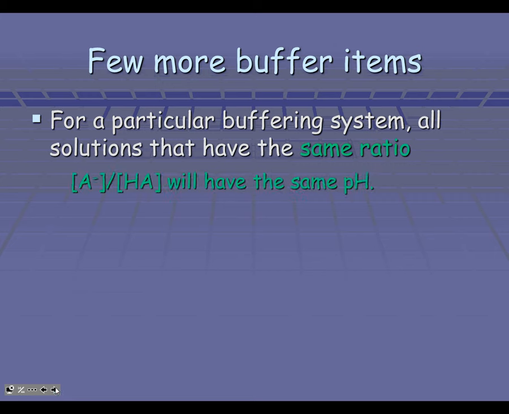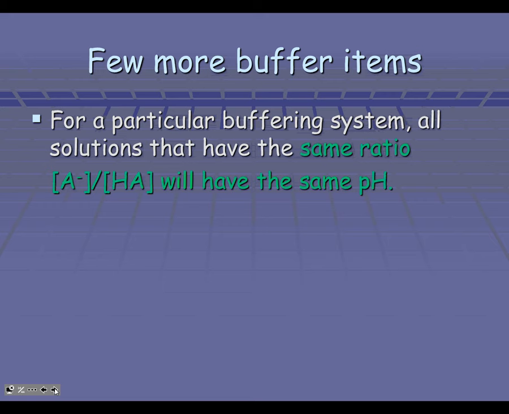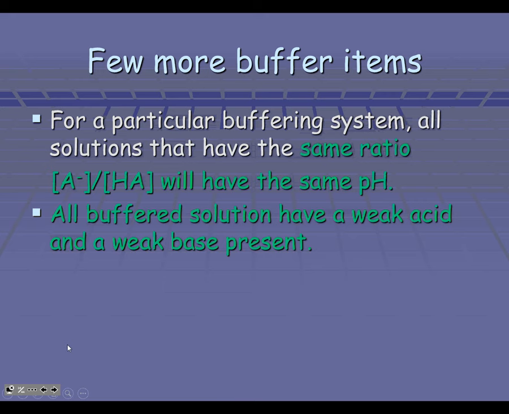For a particular buffering system, a system where you have your HA and your A minus, or your A minus over HA, however you want to remember it, if they have the same ratio of A minus to HA, then they'll have the same pH. And also, a buffered solution must always have a weak acid and a weak base present. Now, a little bit more about the same ratio part.